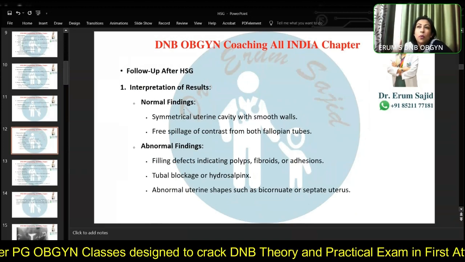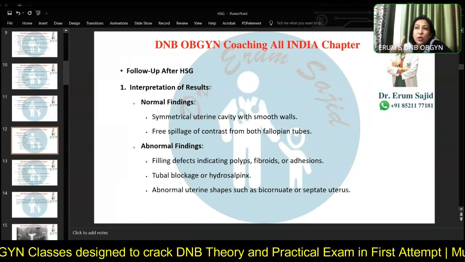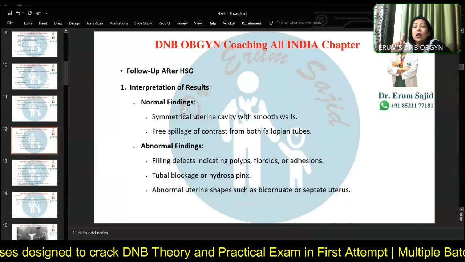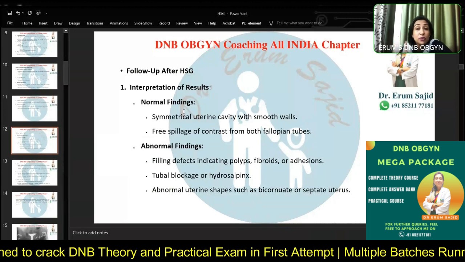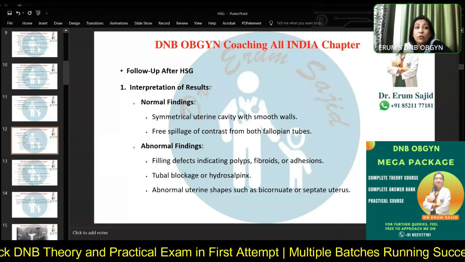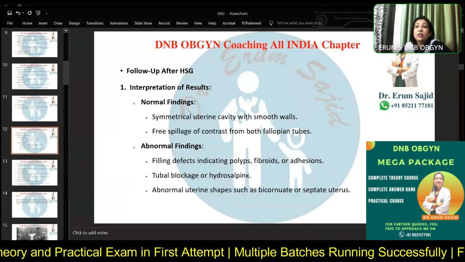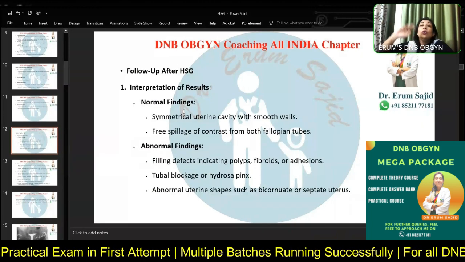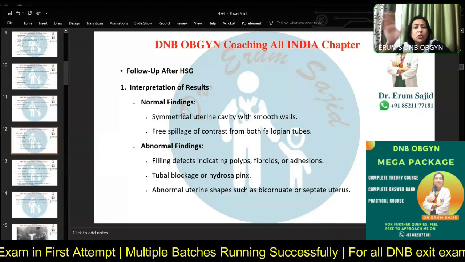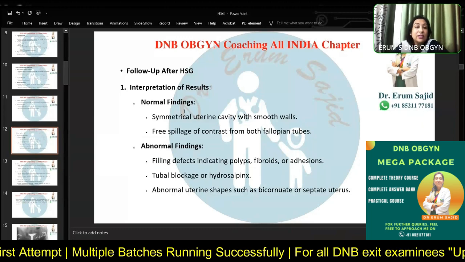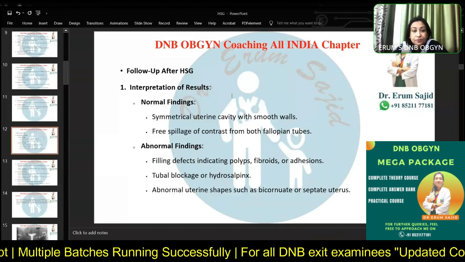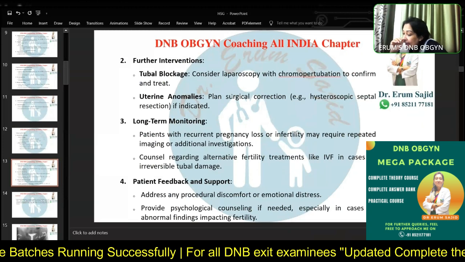Okay, so whether you saw polyps or you saw fibroids or you saw that the cavity is irregular, or you saw it's a bicornuate uterus or it's a septate uterus, or you found that the tubes are blocked, or you found that the tubes are okay but the fimbria are blocked, or you saw that it's a hydrosalpinx, everything. So many things will come, and that is what we're going to discuss in the slides to come. Okay, so you're seeing that.